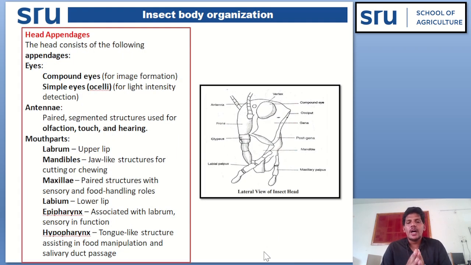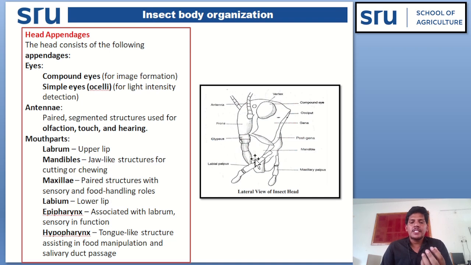Next, see here head appendages. Any attached structures to the head are known as head appendages. The head consists of the following appendages: eyes, antenna and mouth parts. Eyes include compound eyes, which are useful for image formation, and simple eyes in between the compound eyes, which are useful for light intensity detection. The next appendage is antenna, the paired segmented structures used for olfaction, touch and hearing sensation.